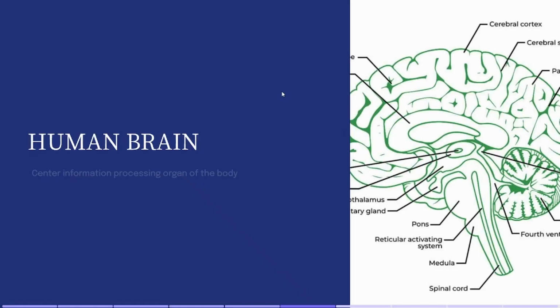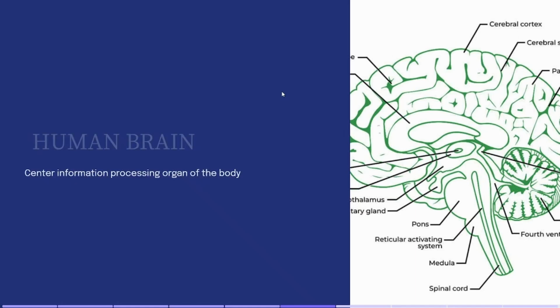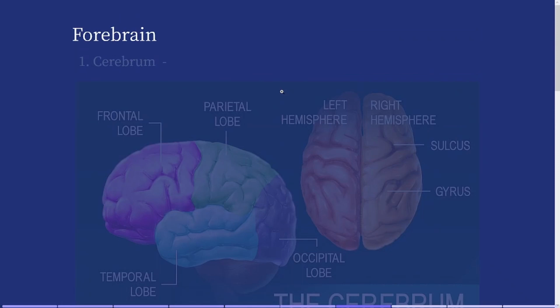Welcome to part 2 of neural control and coordination in the human physiology revision series. In this, we will go over the human brain. As you know, the brain is the central information processing organ of the body, and the NCERT actually starts with the forebrain. So we'll start with the forebrain.